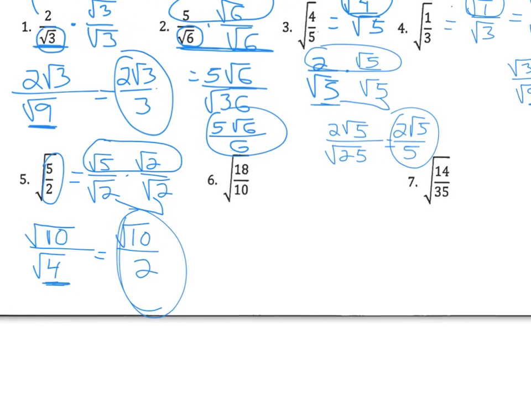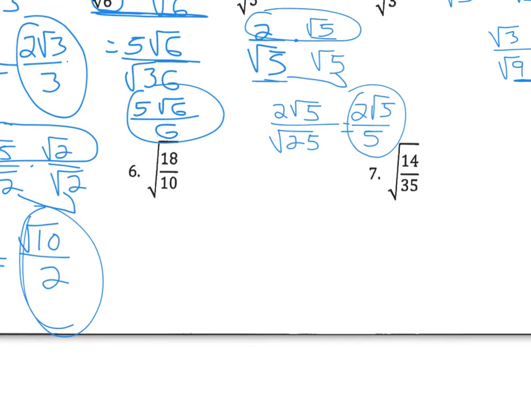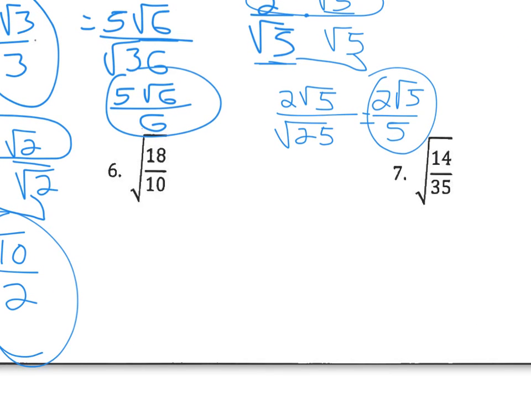Now number 6, unlike the last three, 3, 4, and 5, the 18 over 10, I can simplify that. They're both even, so 2 goes into each. 2 goes into 18 9 times, and 2 goes into 10 5 times. And 9 over 5 you can't simplify. So once we do that, we can use our quotient property. We can take the square root of 9 divided by square root of 5. This should stand out: that's a perfect square. Square root of 9 equals 3.